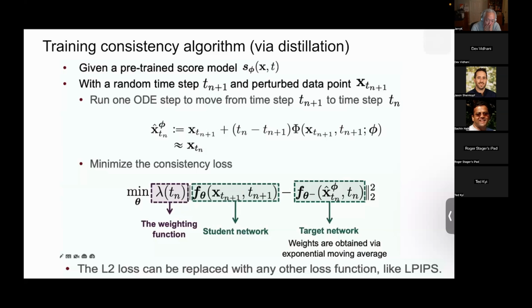If you don't understand this, it's not really critical. It's just a trick to get the training to work better. Conceptually, all you're doing is you're saying two different time steps should predict the same image. So we're just going to do the L2 loss on their predictions.